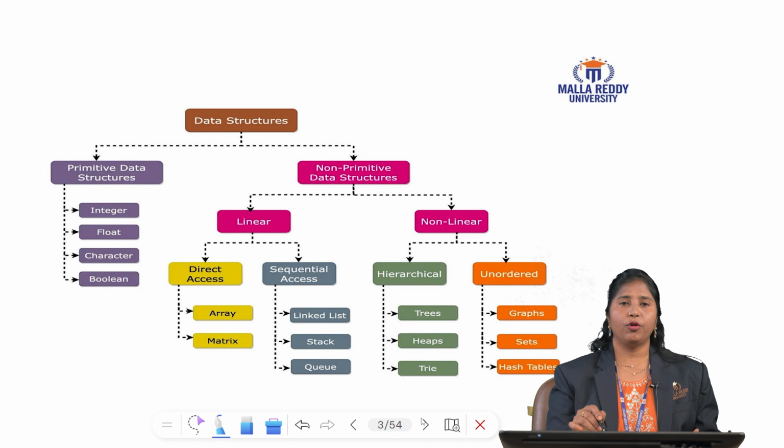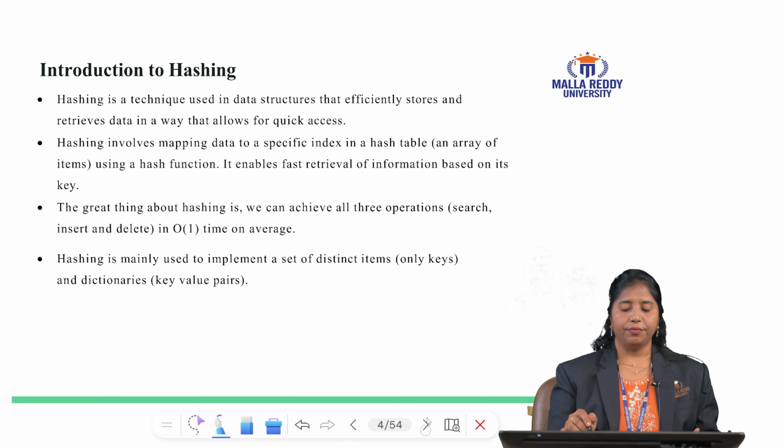Before starting about hashing, hashing is one of the main components in data structures. As we know, we have two types of data structures: linear and non-linear. In linear, we have stacks, queues, and linked lists. Coming to non-linear, we have trees, graphs, and hashing. Now I am discussing hashing.